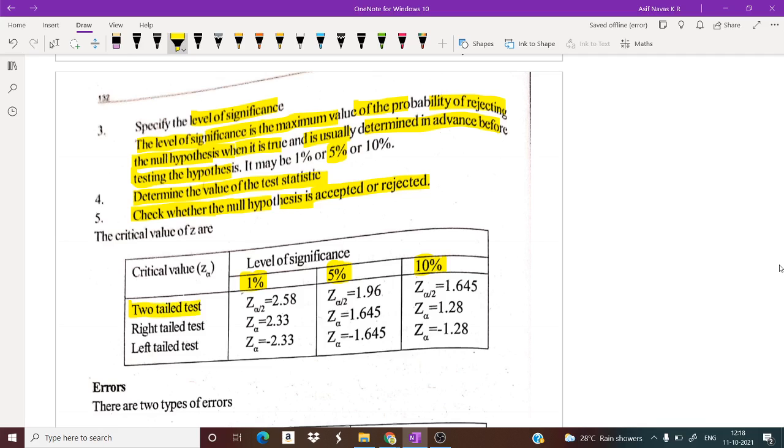In a two-tailed test, Z alpha by 2 is 2.58 at the 1% significance level, 1.96 at the 5% significance level, and 1.645 at the 10% significance level. A two-tailed test is when we are testing H naught: mu equal to mu naught against mu not equal to mu naught. Now for a right-tailed test, Z alpha at the 1% significance level is 2.33.